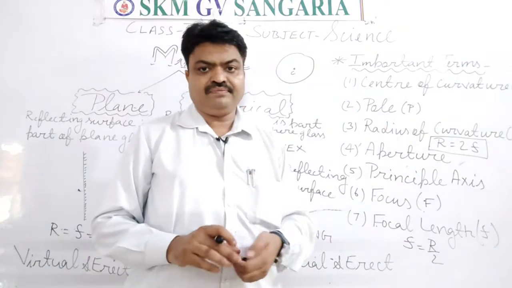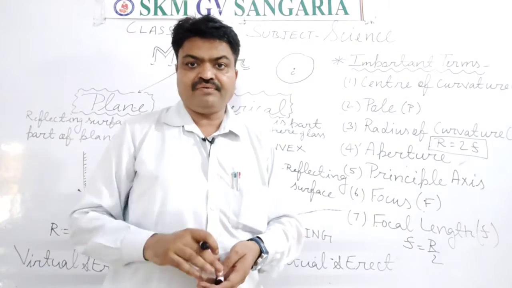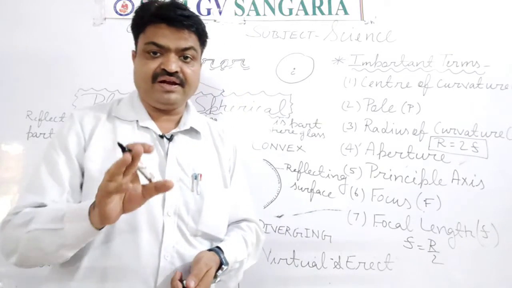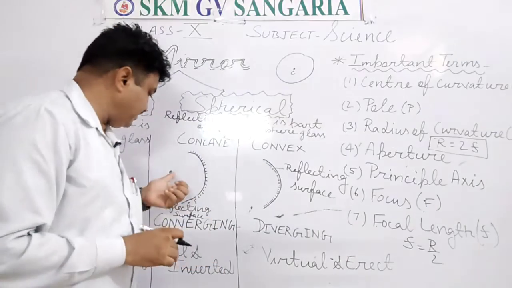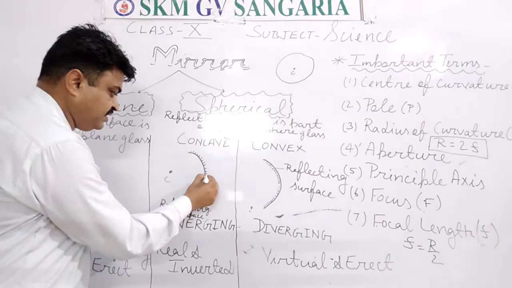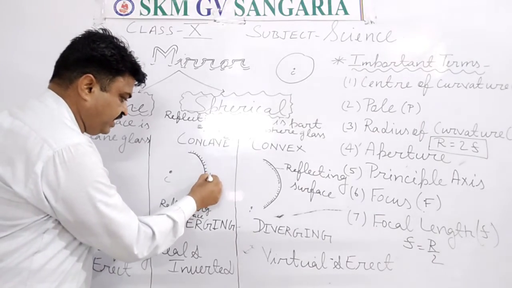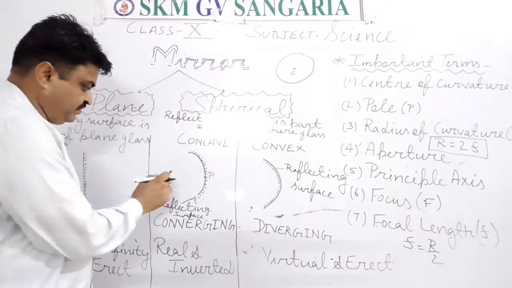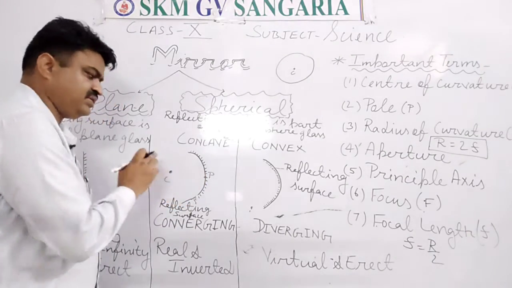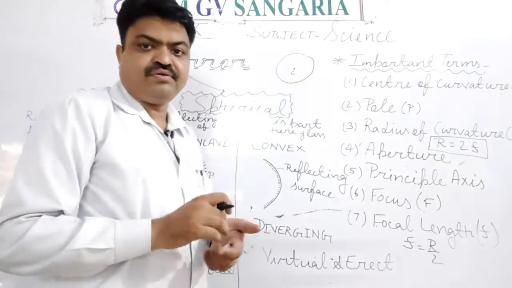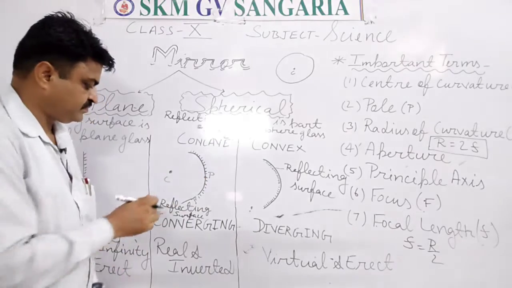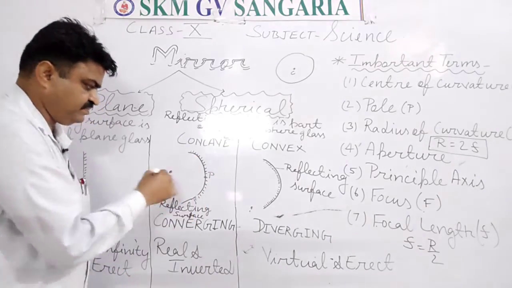Now the pole: the middle point of the reflecting surface, which is parallel to the center of curvature, is known as the pole, student, this point. And it is on the reflecting surface.